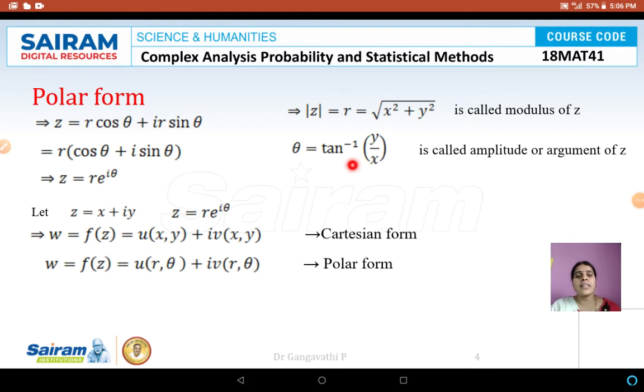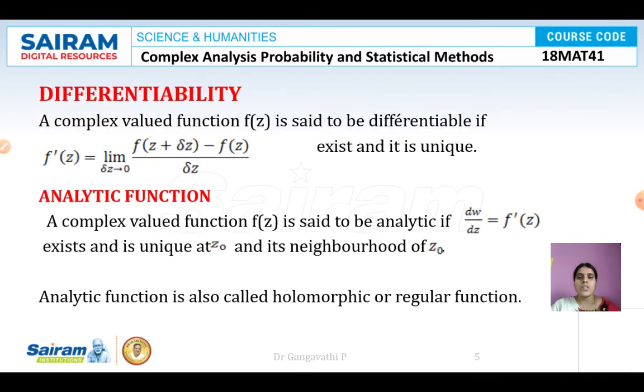So how do we get this? Consider y by x. y is nothing but r sin theta and x is nothing but r cos theta, so r and r get cancelled. Sin theta by cos theta is tan theta, and we need an expression for theta, so transfer tan to the other side. It becomes tan inverse of y by x, which is called the amplitude, or we also call it the argument of z. So r is called the modulus, we also call it the magnitude, and theta is called the amplitude here. These are the two things that you need to remember here.